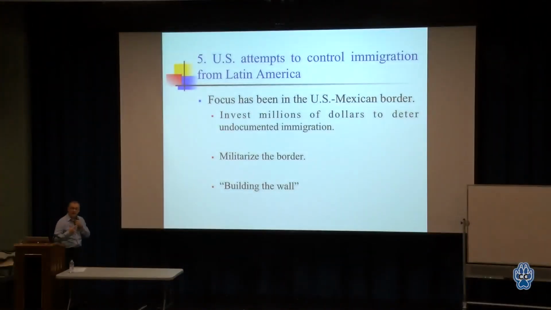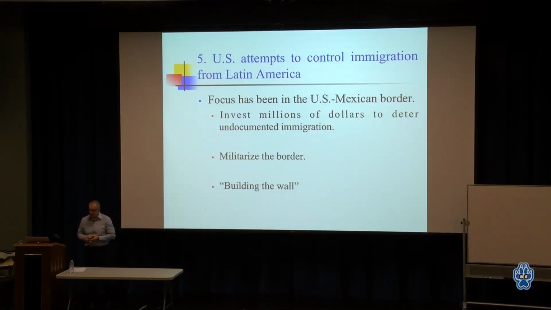by talking very briefly about how the United States attempts to control immigration. So here, what's key about this is that the focus is always on the southern border. All right, the focus is always on the southern border. And during the last 30 years or so, the US government has invested millions and millions of dollars to deter immigrants. And the way I like to see it is that the US government has militarized the border. And it has built walls and invested in individuals to deter immigrants.